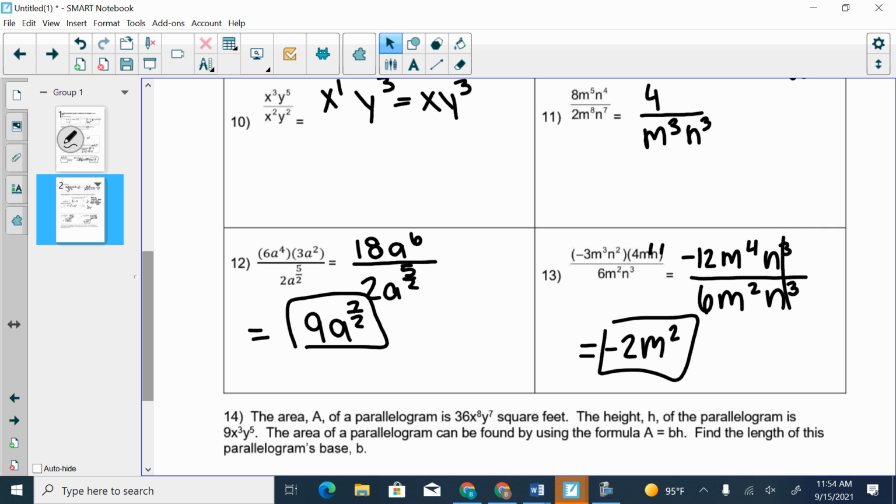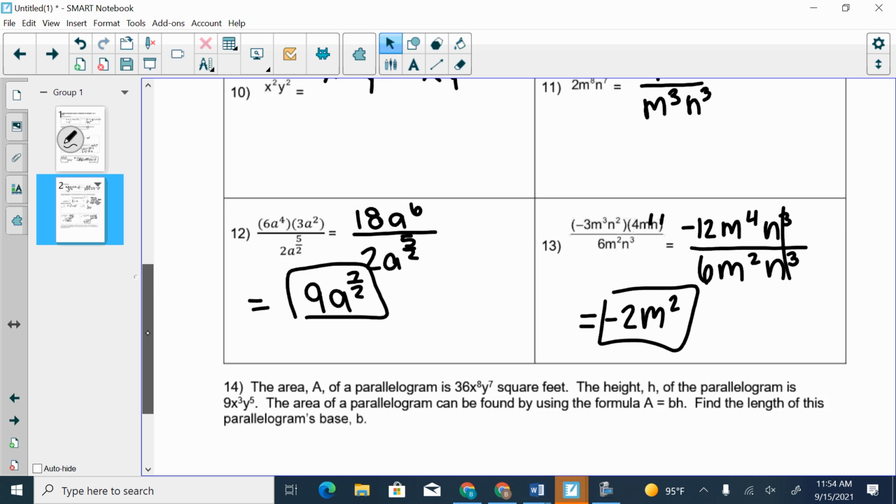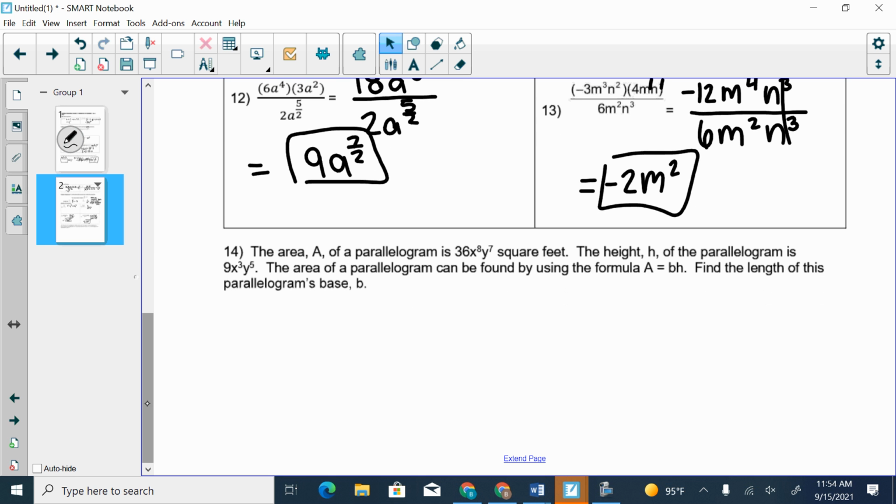Okay, last one. It says that the area of a parallelogram is 36 x to the 8th, y to the 7th square feet. The height h of the parallelogram is 9x cubed, y to the 5th. The area of the parallelogram can be found using this formula. Find the length of the base b. So they said find b.